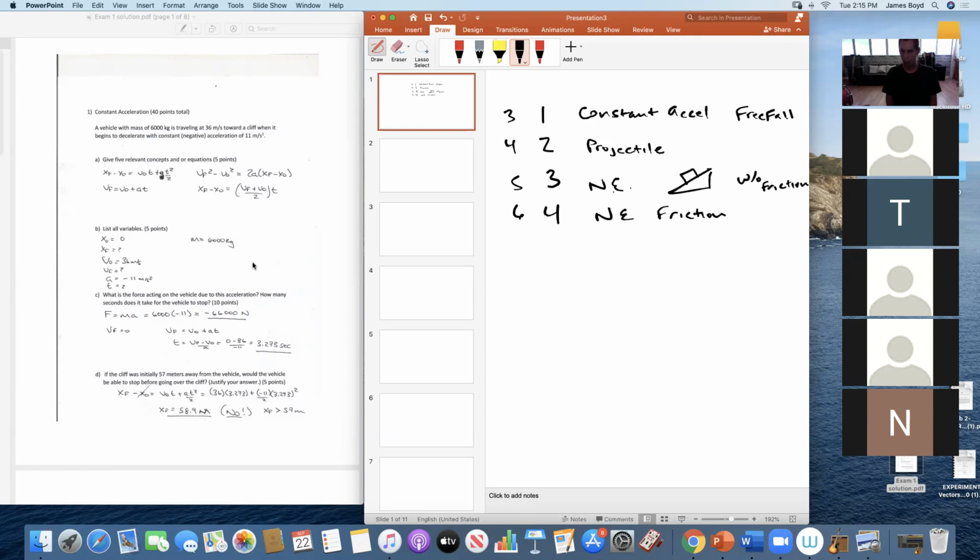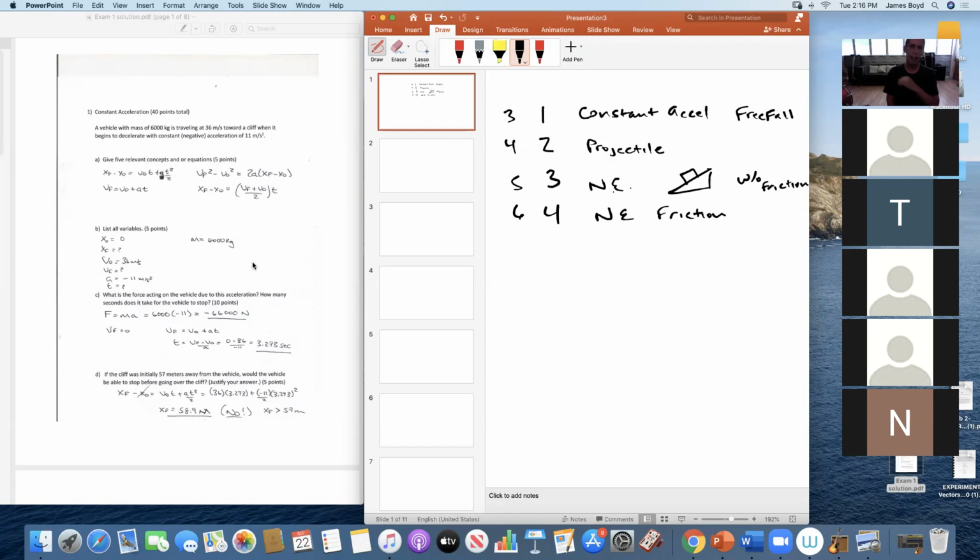So anyway, let's get started. This is exam 1. Exam 1 started off with a problem that says, a vehicle of mass 6,000 kilograms traveling at 36 meters per second, when it begins to decelerate with a constant negative 11 meters per second squared acceleration or deceleration, whichever way you want to see it.